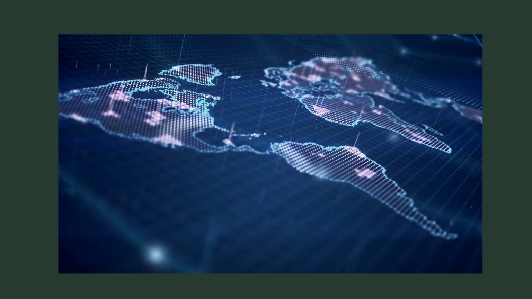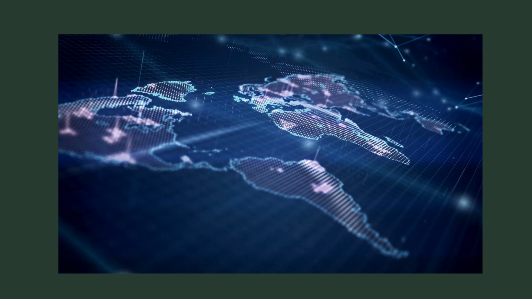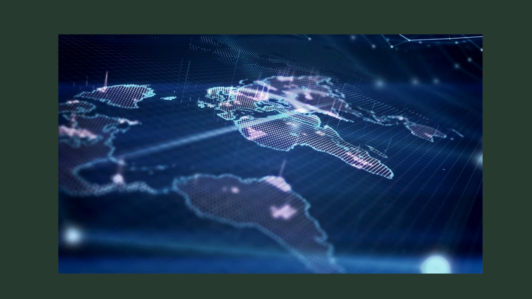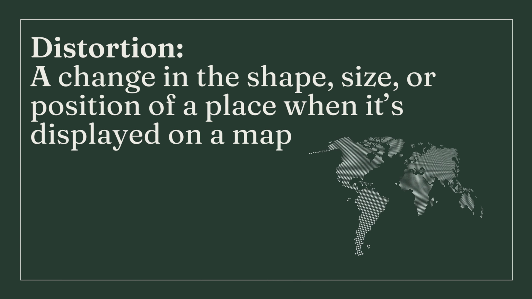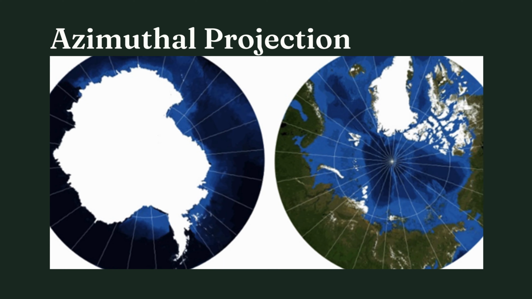The way that geographers have tried to solve this problem is by creating different map projections. All map projections show at least some distortion of the image on the map. Distortion is a change in the shape, size, or position of a place when it's displayed on a map. Some map projections distort things differently than others. We'll spend the next part of this video going over some of the most common map projections and talking about their strengths and weaknesses.